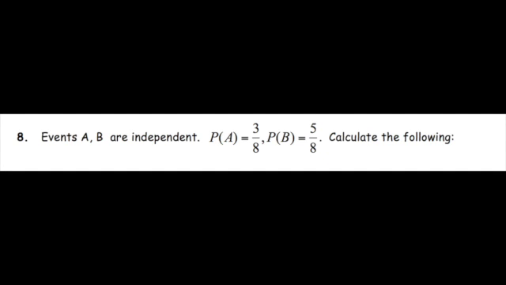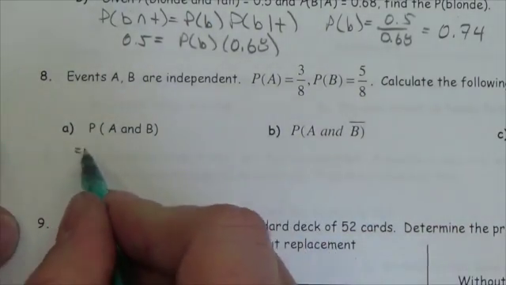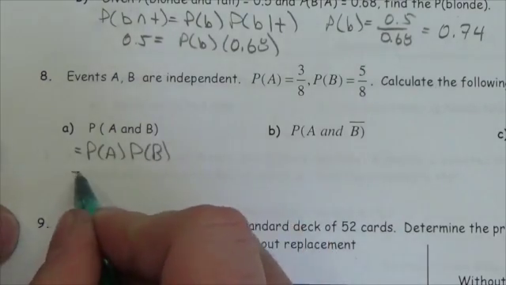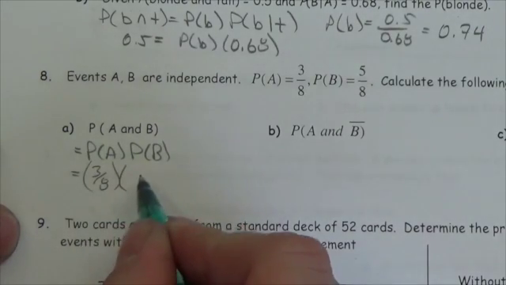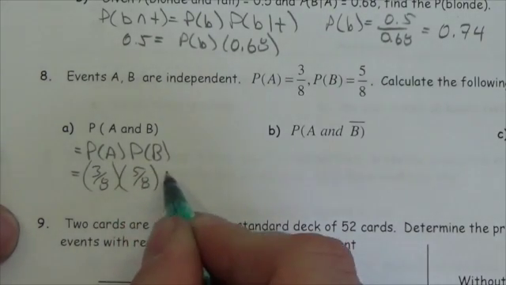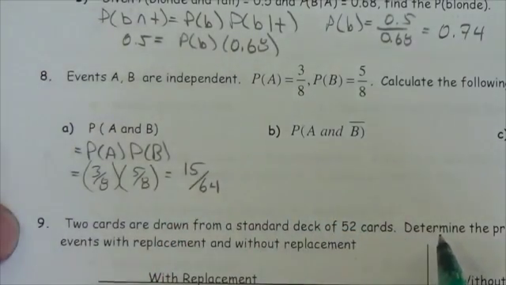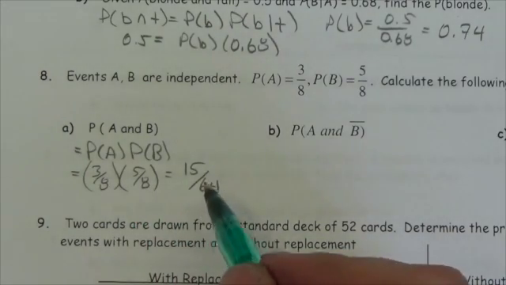Events A and B are independent. The probability of A is 3/8 and the probability of B is 5/8. Calculate the following. Okay, now with the assumption that these are independent, if we want to figure out the probability of A and B, that's just the probability of A multiplied by the probability of B. In this case, we're given both of those. That's 3/8 multiplied by 5/8. So just multiply across the top. It's going to be 15 over 64. There are no common factors between 3 and 8 or 5 and 8, so that's as simple as it's going to get.